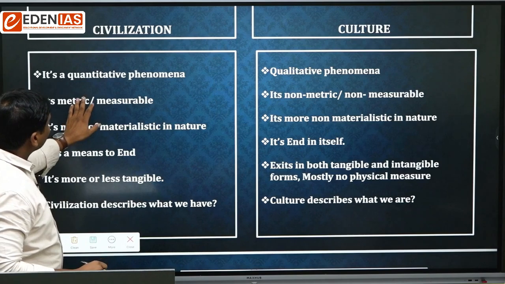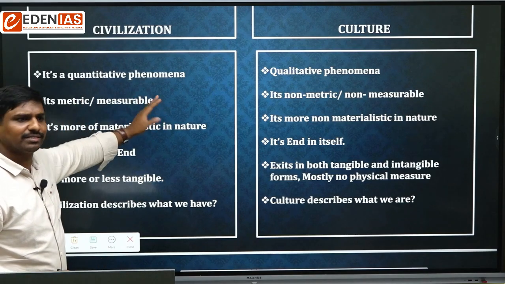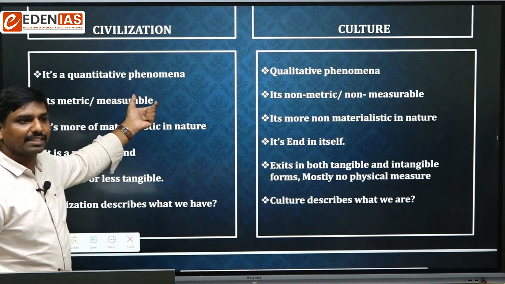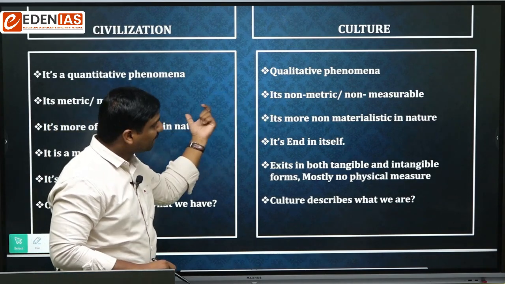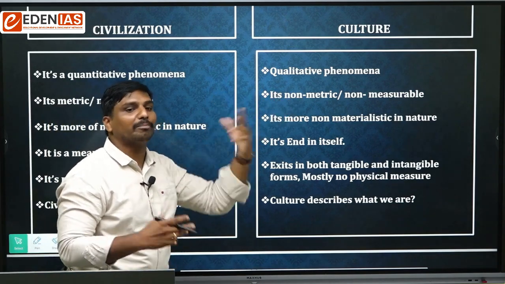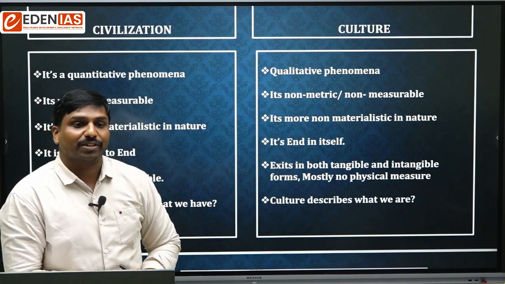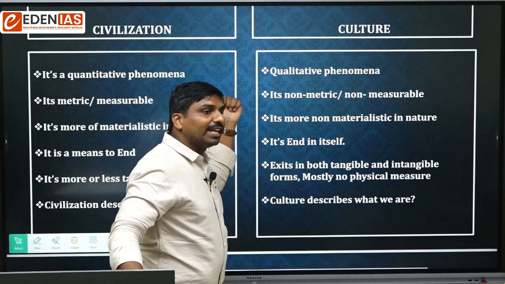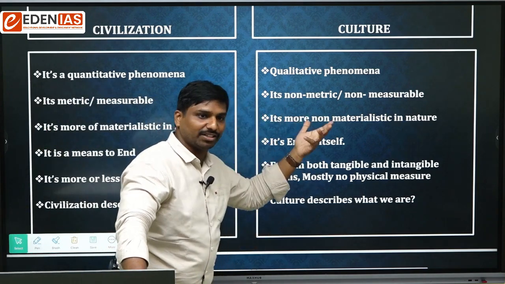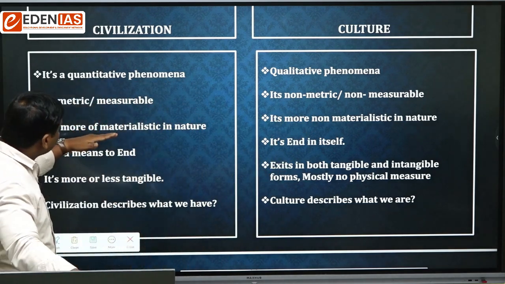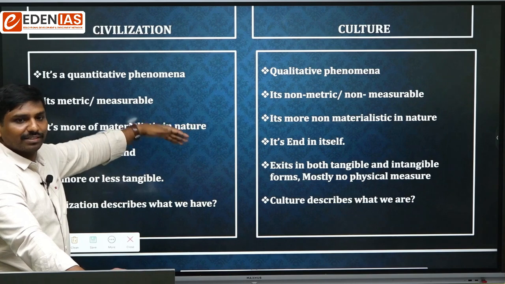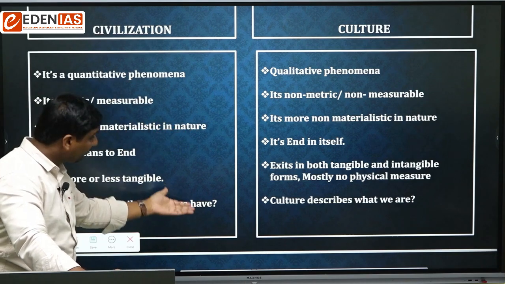Then civilization is metric or measurable. Can you understand? As I have told you, 10 cows, 1 cow. So it is metric, whereas culture is non-metric. We cannot measure it, whereas we can measure civilization in quantitative form. Then it is more materialistic in nature, isn't it? We are saying what we have.